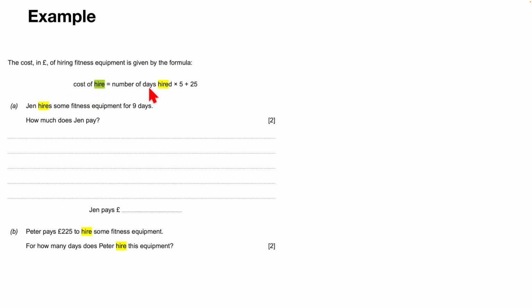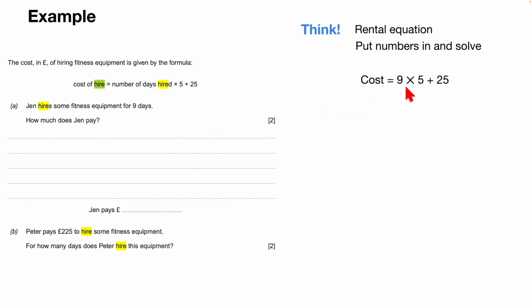Here's an example. The cost in sterling of hiring fitness equipment is given by this formula. Cost of hire, number of days hired, times 5. So that's the day rate times 5 plus 25. So it's £5 a day. She's going to hire it for 9 days. So what do we do? We have a think. It's rental equations. Put the numbers in and solve. That's not hard. Cost equals 9 times 5 because it's 9 days. So that's 45. So that's cost equals £70.